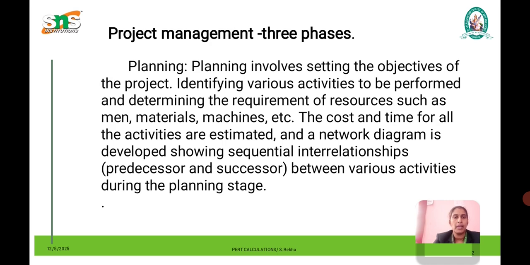So what is meant by plan? Plan is nothing but we have to identify the various activities involved in the project with the help of resources like material, machines, etc. And also the cost and time for all the activities are to be estimated. Then the network diagram is to be developed based on the predecessor and successor of the activity.